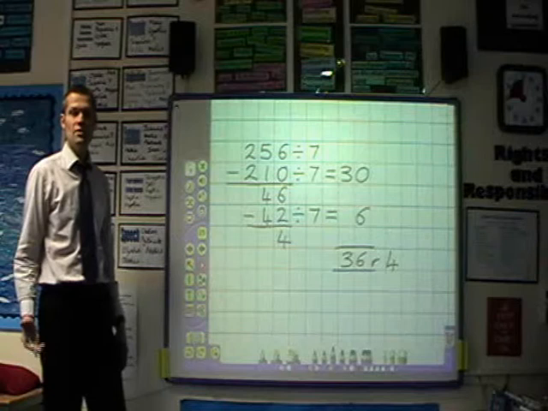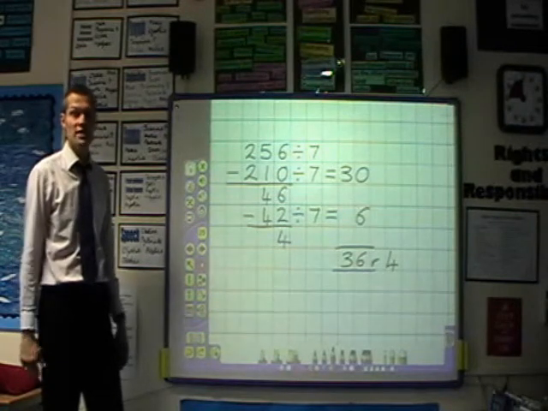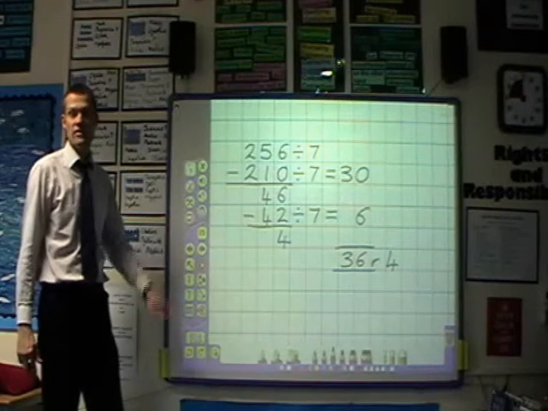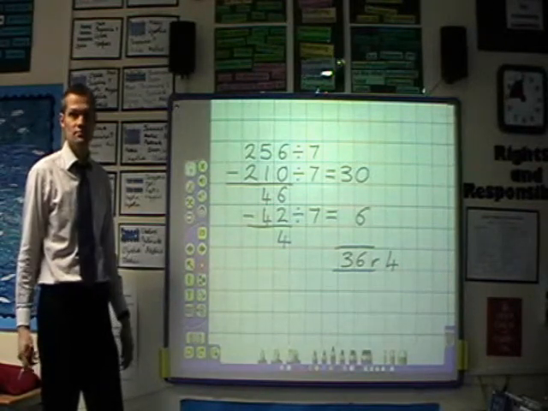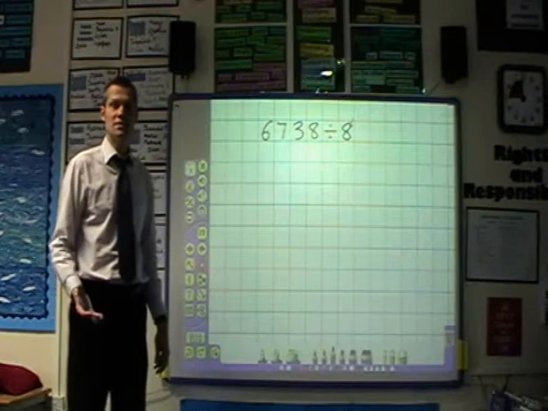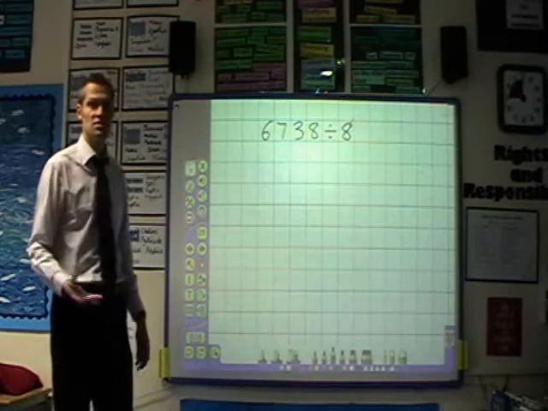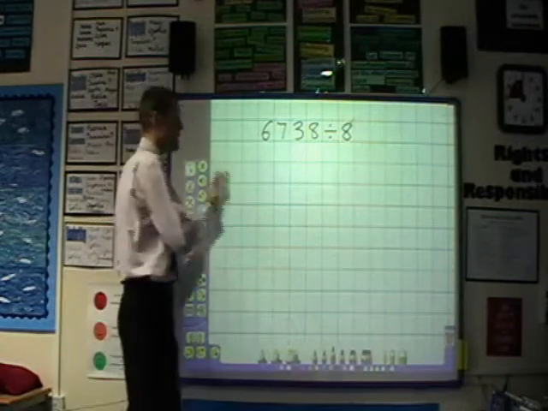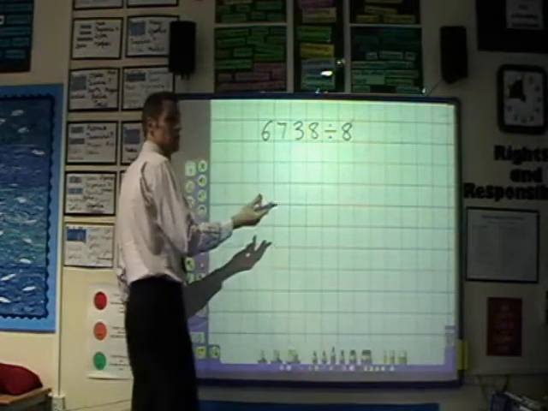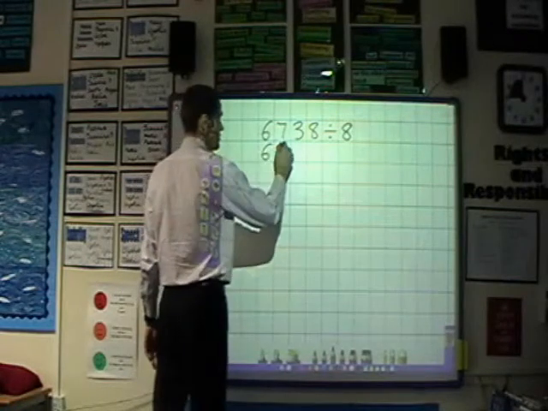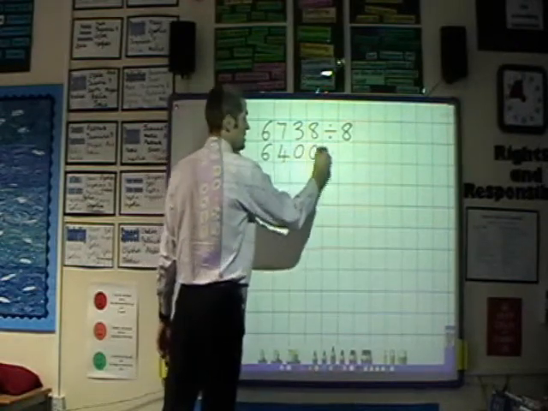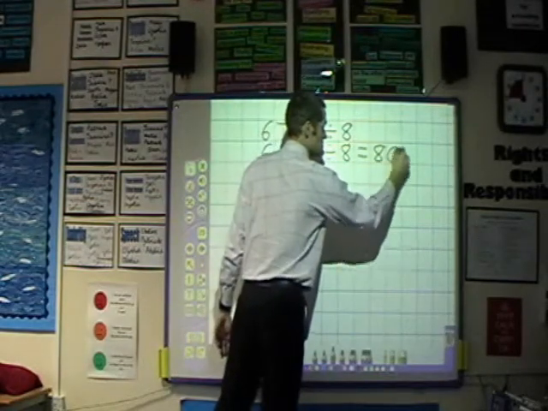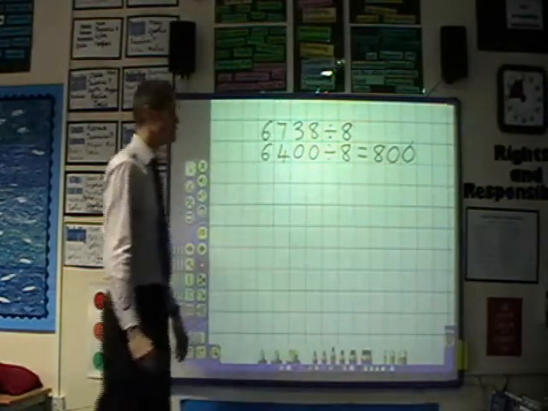If the children had rapid recall of all their times tables by the end of year 4, they would find this, as well as many other areas of maths, a lot easier. This method can easily be applied to larger calculations, such as 6,738 divided by 8. If the children know their tables, they would realise that 6,400 divided by 8 is 800, because 8 8s are 64.